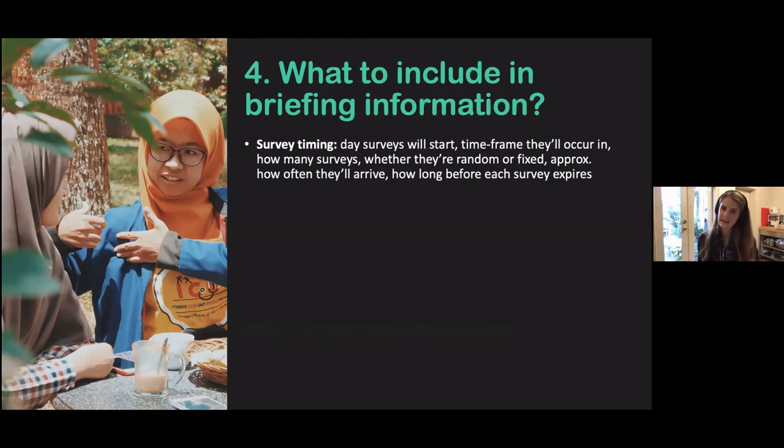So we could say something like there's a random number of surveys that occur across the day, approximately how often they'll arrive. And this is really important because otherwise participants might be like, oh, why haven't I received a survey yet? But actually they should expect up to 5 hours between surveys. So you should make it very clear when there might be a tech issue if they're not getting surveys, as well as how long before each survey expires.